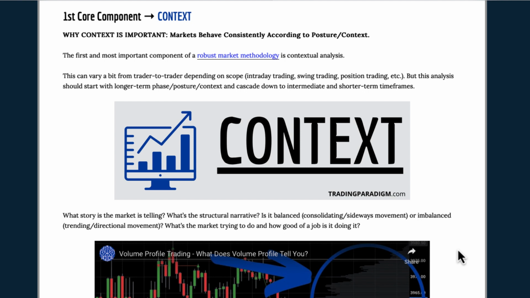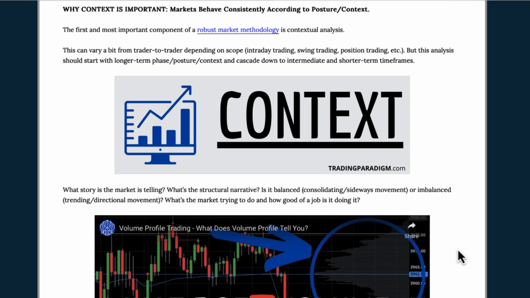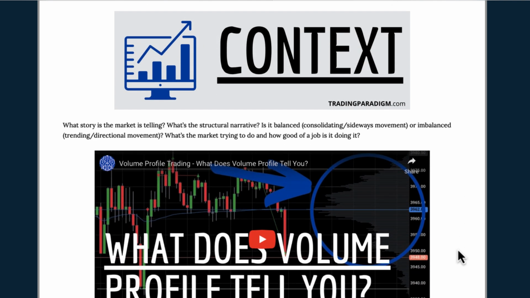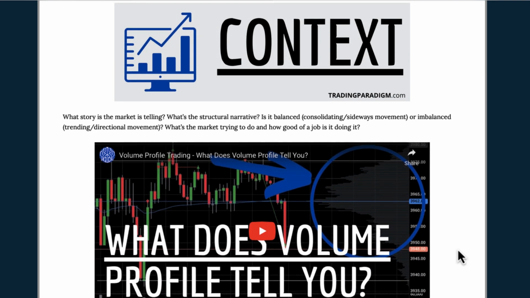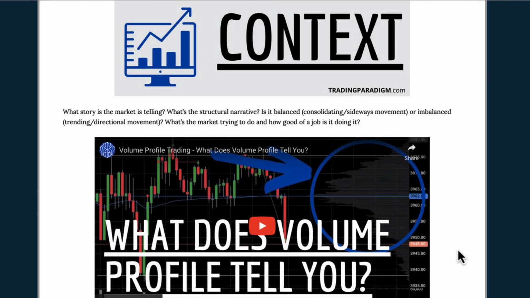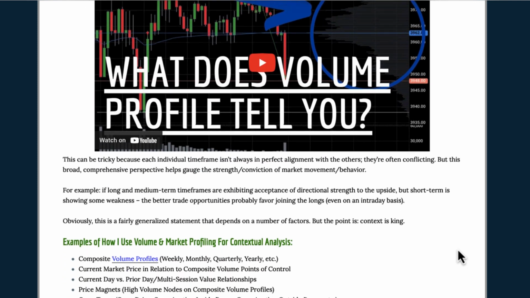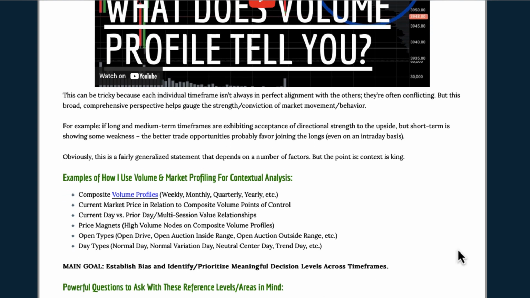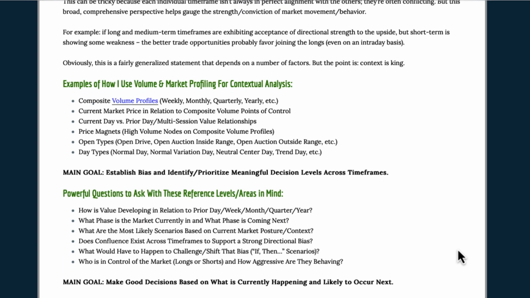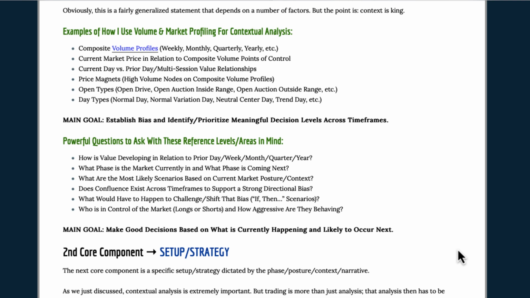What to do with this analysis can be tricky because each individual time frame isn't always in perfect alignment with the others. In fact, they're often conflicting. But your job as a trader, in order to stack the probabilities in your favor, is to take this broad, comprehensive perspective and synthesize, rank, and refine it down into high-quality trade ideas that are actionable on your time frame.